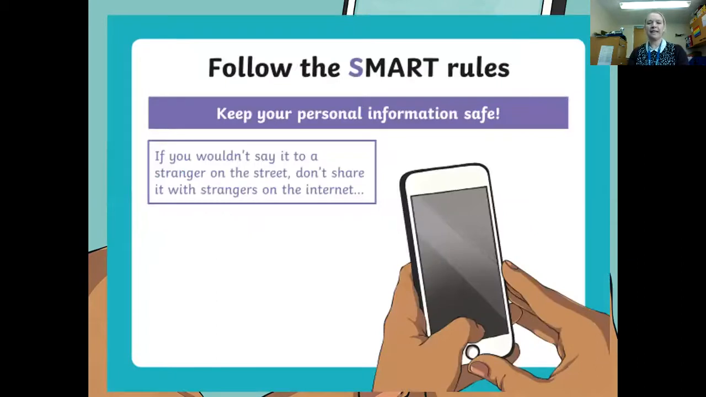So the first one is safe. Keep your personal information safe. When we're on the internet, we often log in and put all this information about us on our games and our apps, but that really important sentence there: if you wouldn't share it with a stranger on the street, don't share it with strangers on the internet. Keep your information safe is our first letter.